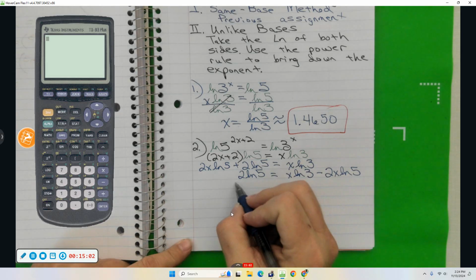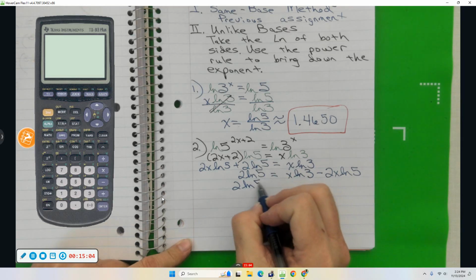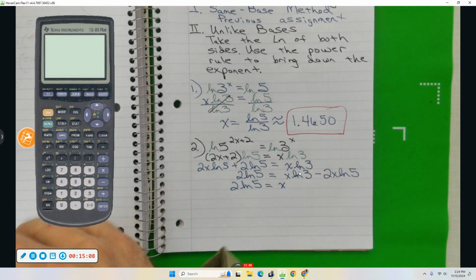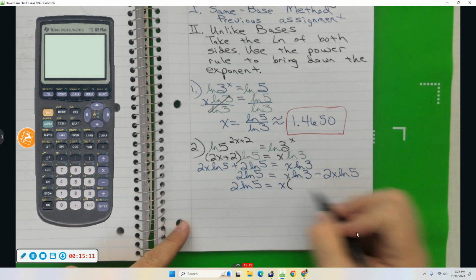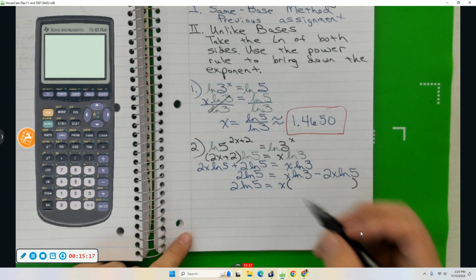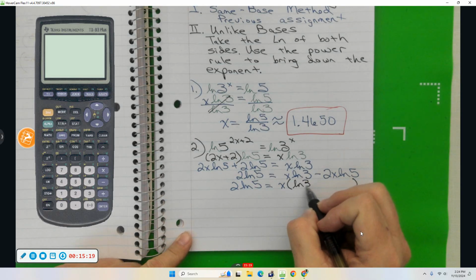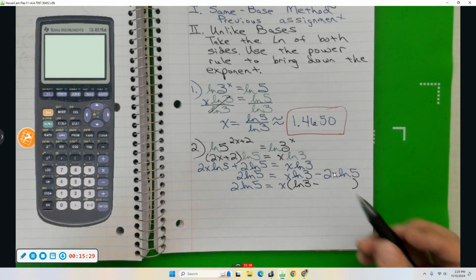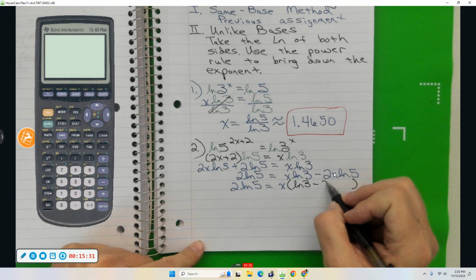So you have 2 ln 5 equals, you're taking out the x. You're factoring out the x from both terms. What are you going to have left? When you take out the x here, you'll have an ln 3 minus here. When you take out the x, what are you going to have? Okay, 2 ln 5. Good.